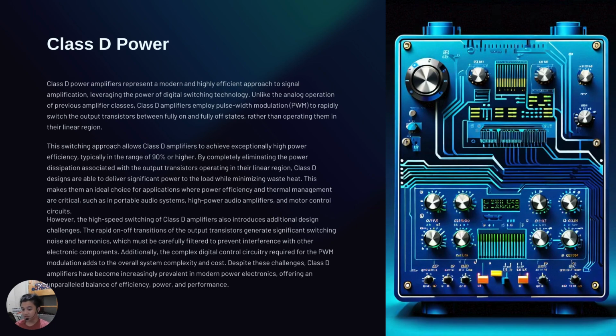However, the high-speed switching of Class D amplifiers also introduces additional design challenges. The rapid on and off transitions of the output transistors generate significant switching noise and harmonics, which must be carefully filtered to prevent interference with other electronic components. Additionally, the complex digital control circuitry required for the PWM modulation adds to the overall system complexity and cost. Despite these challenges, Class D amplifiers have become increasingly prevalent in modern power electronics, offering an unparalleled balance of efficiency, power, and performance.